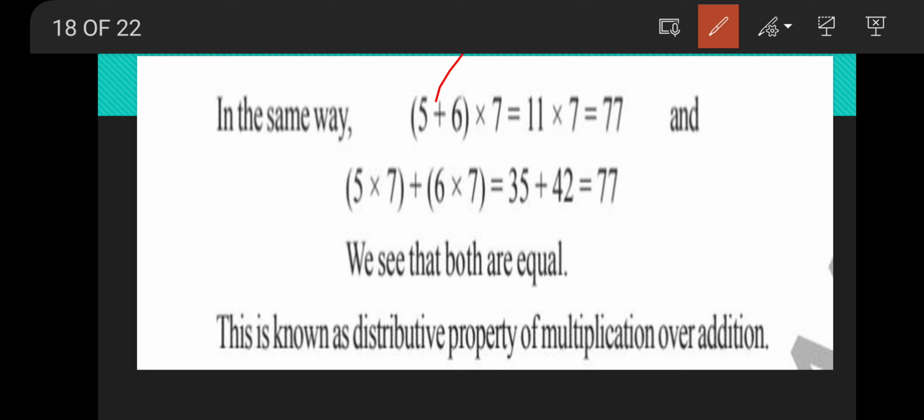Addition as well as multiplication. So first we need to add these two. 5 plus 6, 11, into 7, 77. If not, we are taking 5 into 7. Observe here, 5 into 7 plus 6 into 7 is equal to 5 sevens 35, 6 sevens 42, which is equal to a total of 77. So both the results are the same.